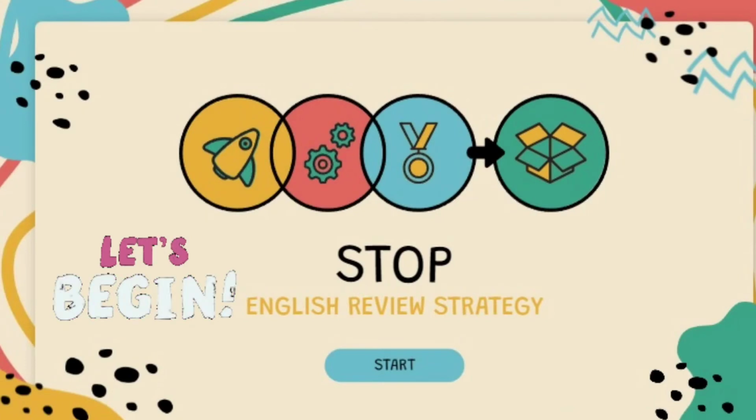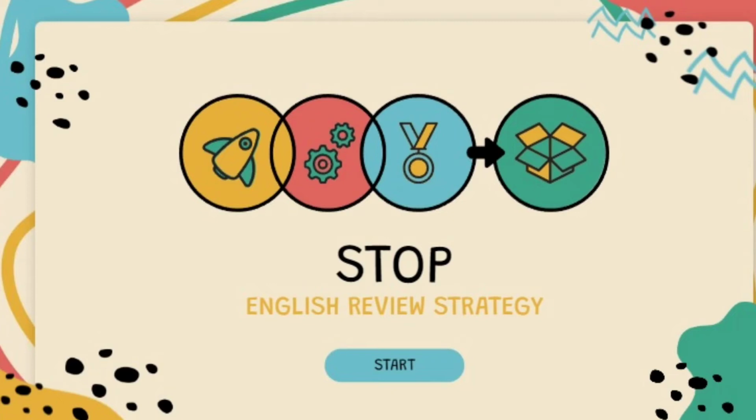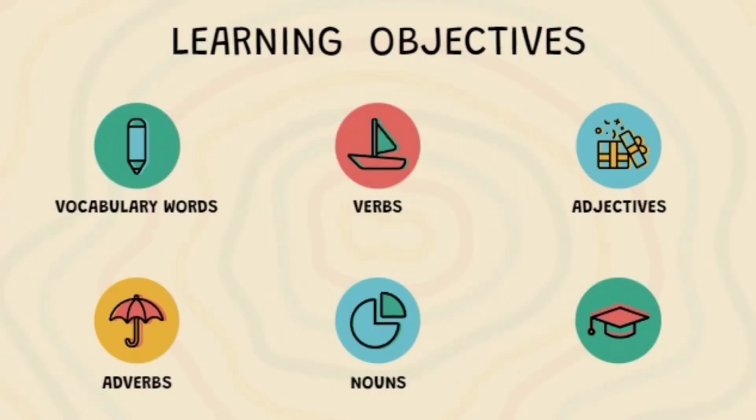Okay, so let's begin. The English review strategy, as I said before, is called STOP. And in this strategy, we also have some learning objectives. What we want to do is have the students review certain things, for example, vocabulary words. Some of you see different vocabulary words each week. Okay, so they can use any vocabulary word that they remember.